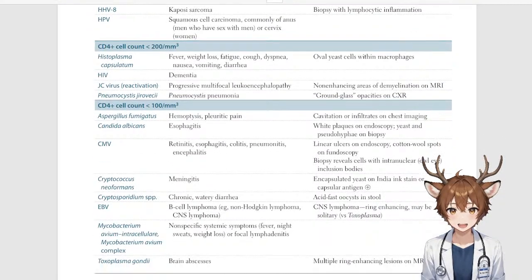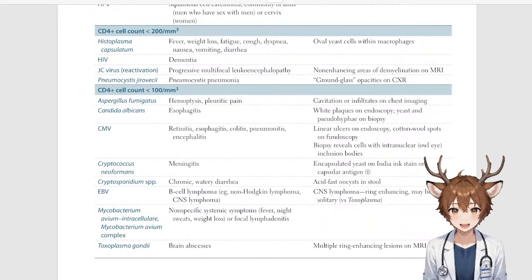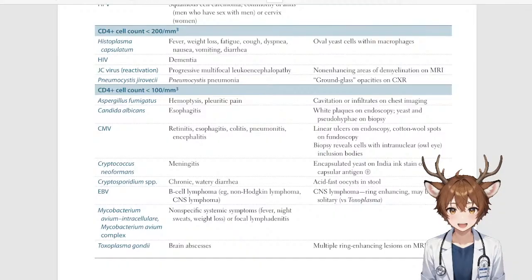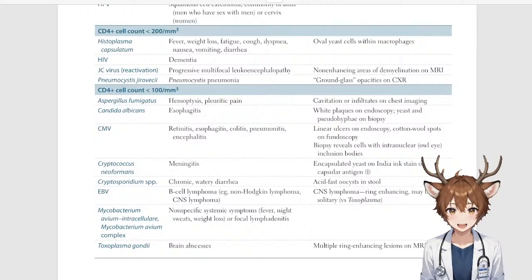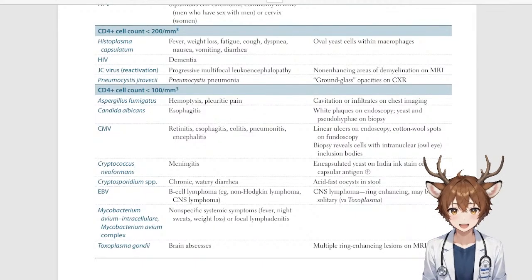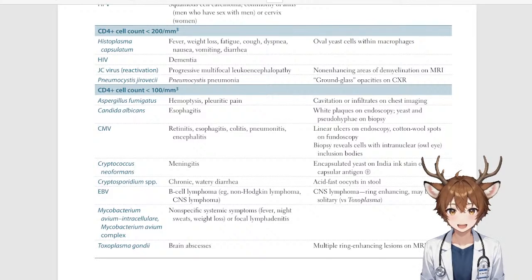What if we're talking about CD4 count that's less than 100? Doesn't sound fun. Bartonella species, bacillary angiomatosis: multiple red to purple papules or nodules, biopsy with neutrophilic inflammation. Candida albicans will cause esophagitis, with white plaques on endoscopy, yeast and pseudohyphae on biopsy.